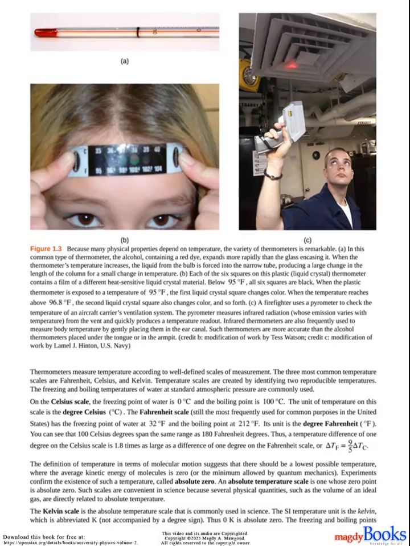C. A firefighter uses a pyrometer to check the temperature of an aircraft carrier's ventilation system. The pyrometer measures infrared radiation, whose emission varies with temperature, from the vent and quickly produces a temperature readout. Infrared thermometers are also frequently used to measure body temperature by gently placing them in the ear canal. Such thermometers are more accurate than the alcohol thermometers placed under the tongue or in the armpit.